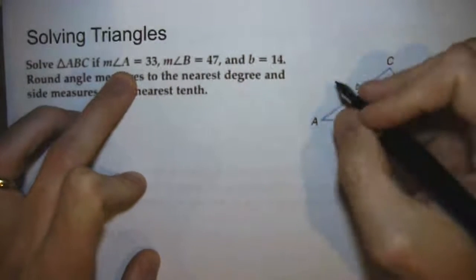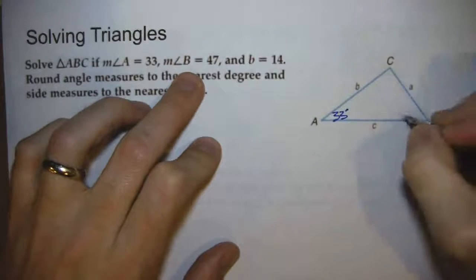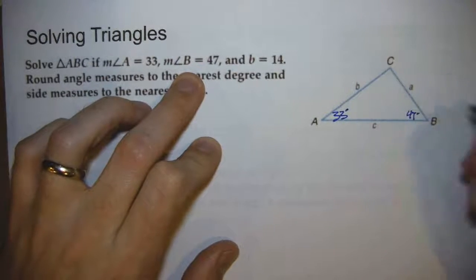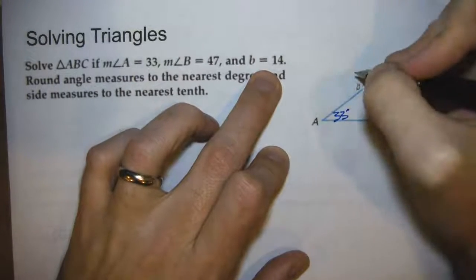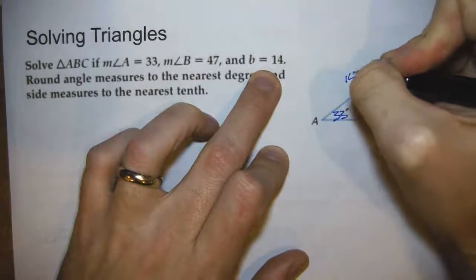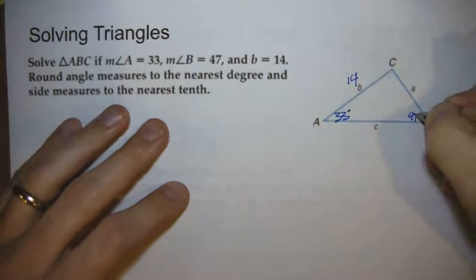So angle A is 33 degrees. Angle B is 47 degrees. Side B up here is 14 units, whatever that is. And then we're going to take all of that and work through it.